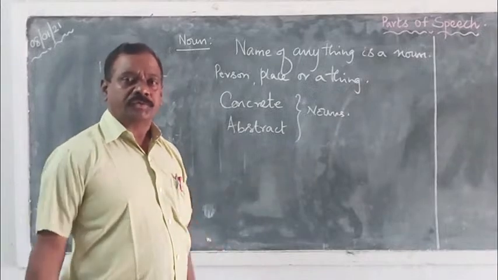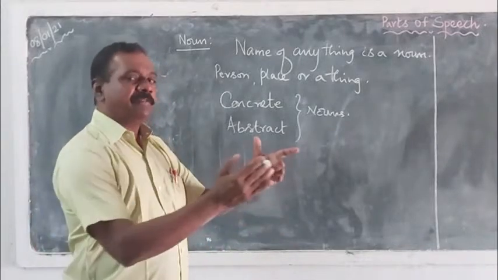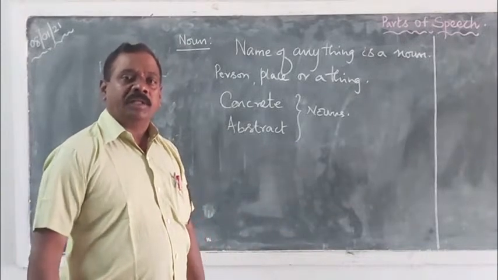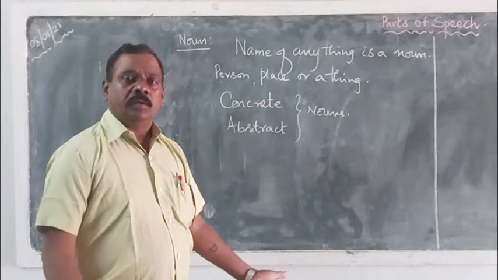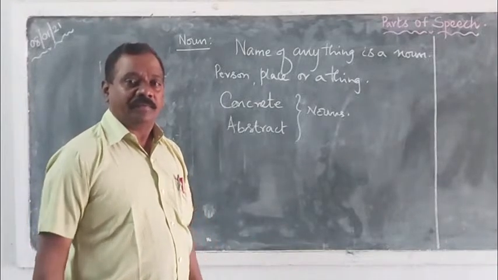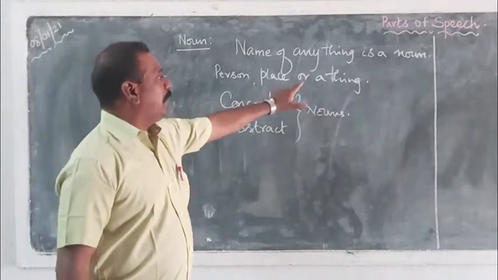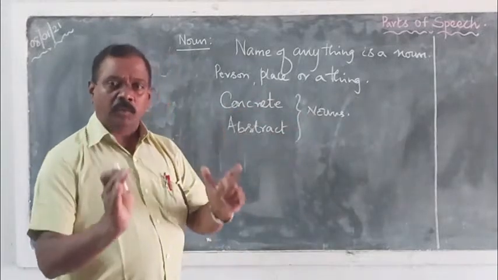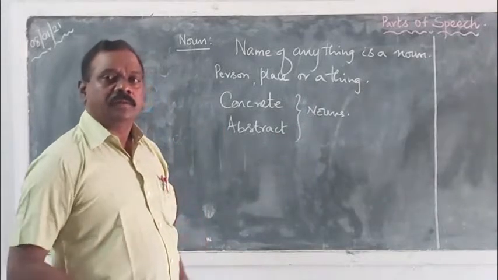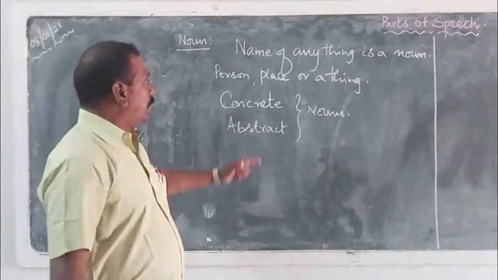So, these are all nouns. For example, name of the place: Chennai, Amaravati, Guntur, Gyarampalli. These are all the names of the places. So, when coming to thing, for example, balloon, book, pen, pencil, these are the nouns.